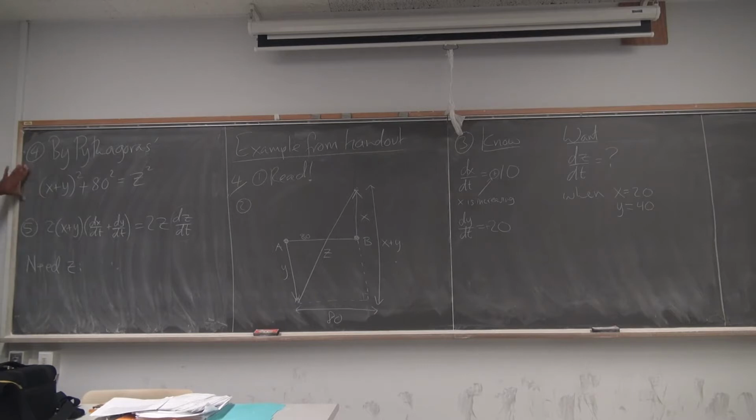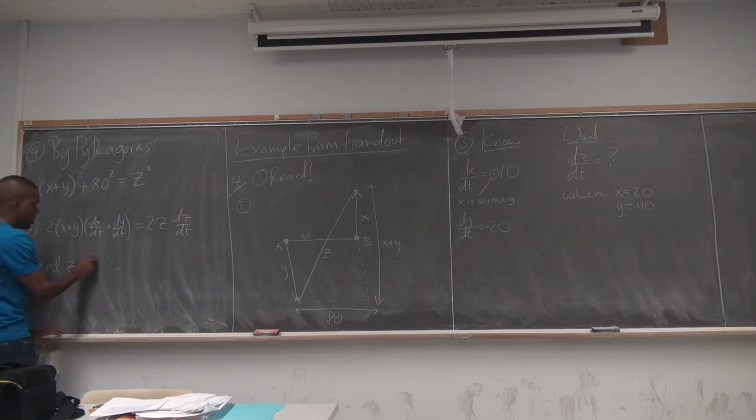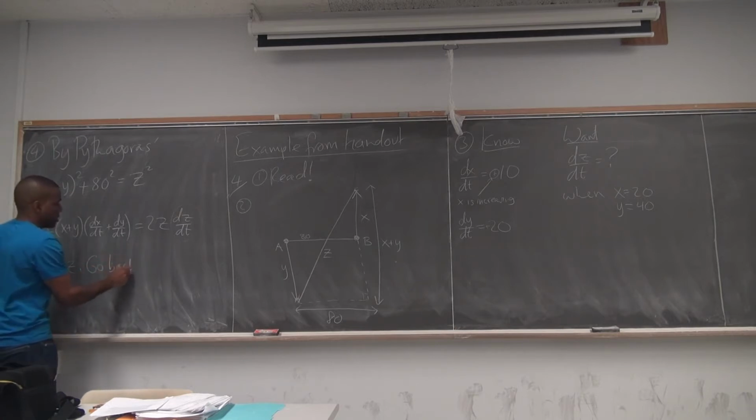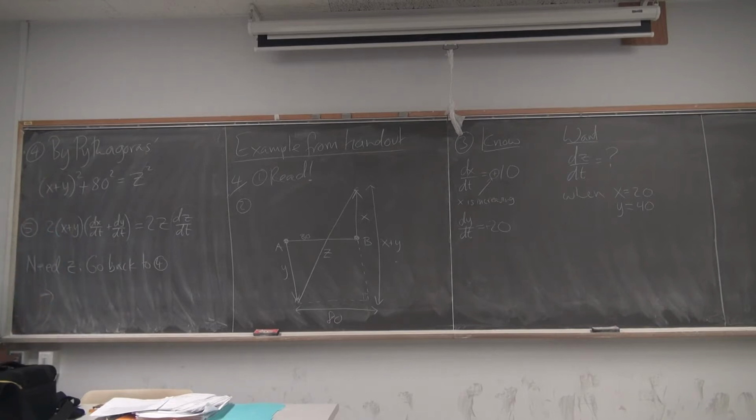Go back to the equation, right? So this is actually written on the handout, right? There comes a time when you want to plug stuff in, but you don't have all the information. Whenever there's information missing, you'll go back to the equations that you set up before. Now, because I know x and y, I can plug them into this equation and just solve for the z. So go back to step 4. And so I'm going to plug them in. My x is 20 and my y is 40.